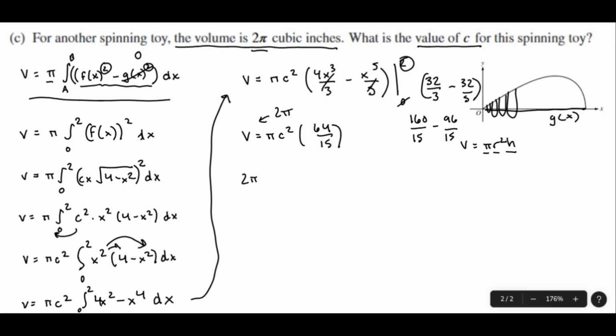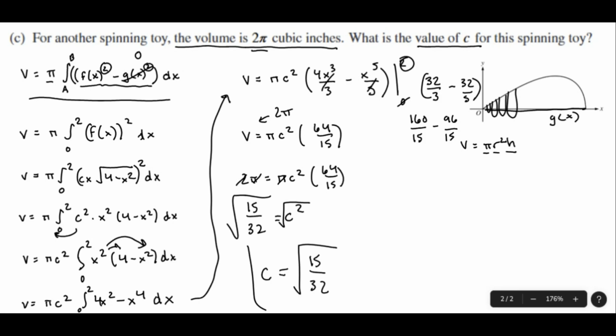And now we solve for c. We can cancel our pi's on both sides and bring over the coefficient, and we should get 30 over 64, or 15 over 32, equals c squared. Square root both sides, and it's a constant, so square root of 15 over 32 is just the final answer, nothing else.